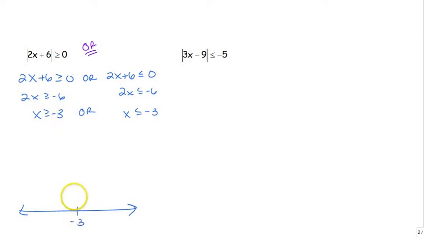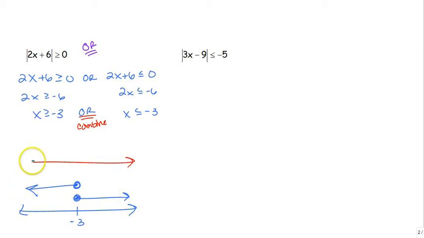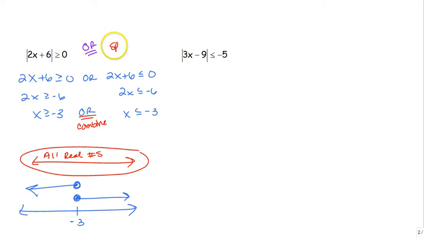Greater than or equal to, close circle to the right. Less than or equal to, close circle to the left. Or means we're going to combine everything into one set. Our first set's negative 3 and everything bigger. Our second set is negative 3 and everything smaller. So between the two, I have covered all real numbers. So this is going to be a special case, one of those special cases that we've talked about.